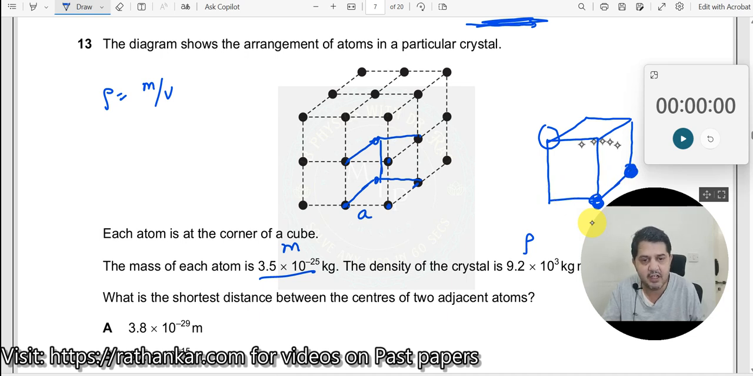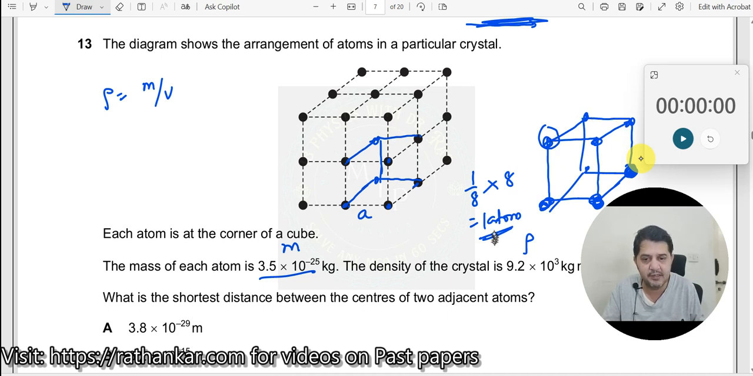So 8 atoms occupy 8 corners of a cube, and as a result, the contribution of one atom to this is only 1/8 of it. Since there are 8 vertices, 8 corners over here, 1, 2, 3, 4, 5, 6, 7, and there's an inner corner here, 8 corners like this. So 1/8 multiplied by 8 is equal to 1 atom. So the total atomic contribution due to all these atoms in a cube is only 1 atom. Thus, you should consider only one mass.